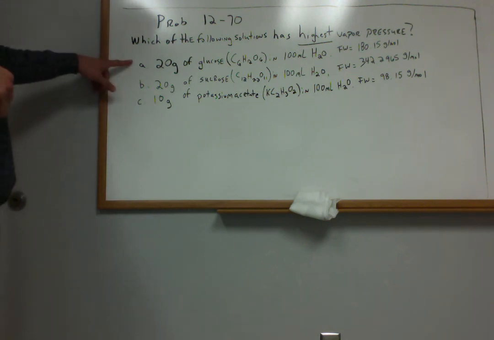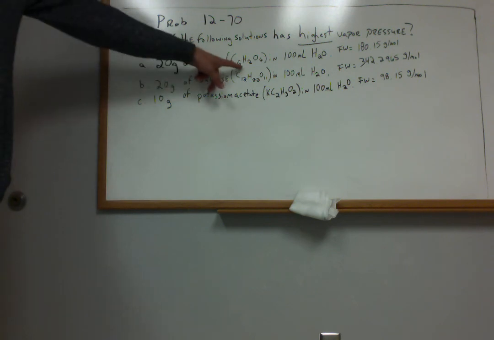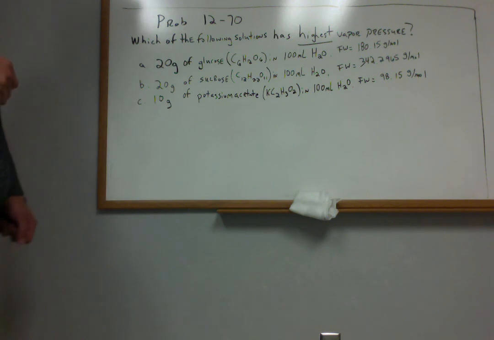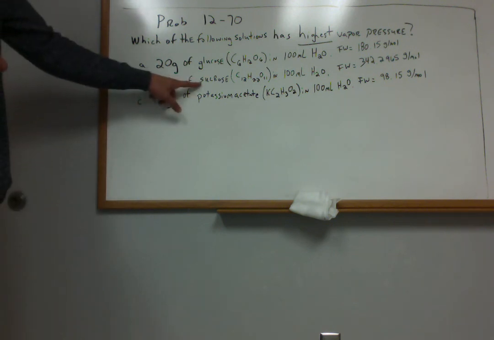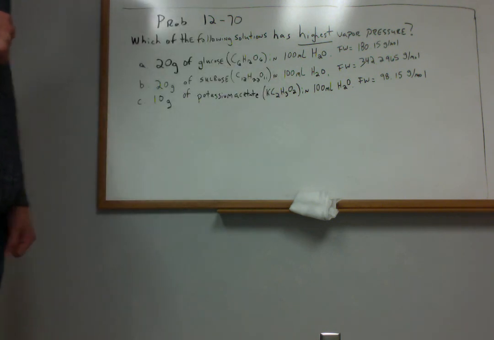Solution A is one in which 20 grams of glucose with this formula is added to 100 milliliters of the solvent water. The second solution is 20 grams of sucrose. This is actually table sugar. If you have sugar at your house and you add it to your tea or something, here's its formula. You're going to add that to 100 milliliters of water.